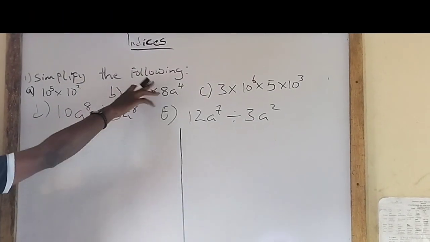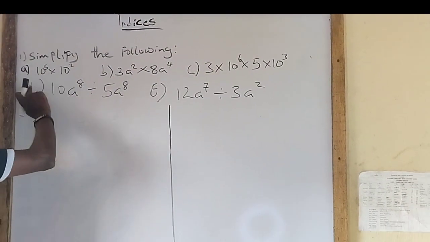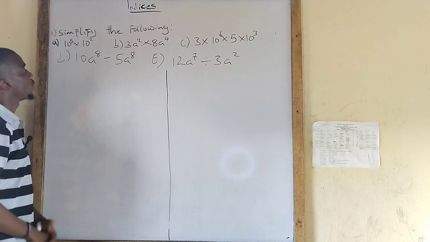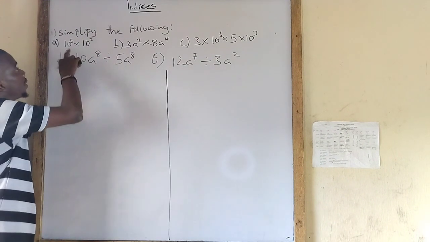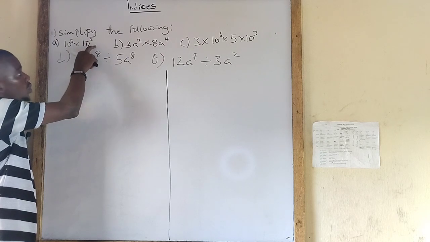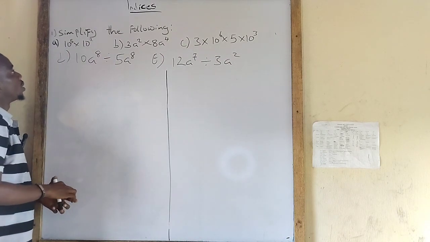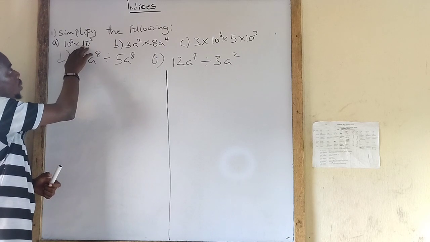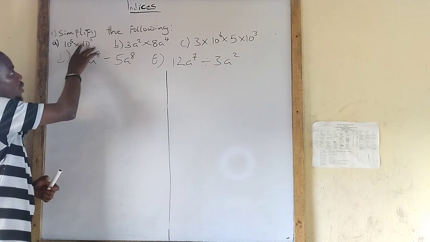We are going to simplify the following. We'll consider the first question, A. The first question says 10 raised to the power of 5 times 10 raised to the power of 2. Now, what rule are we going to apply here? We are going to apply the multiplication rule.